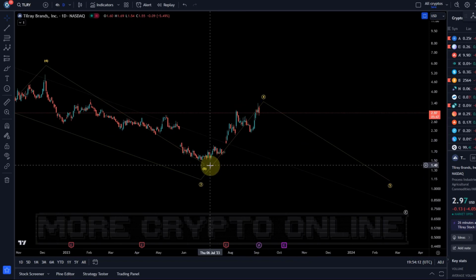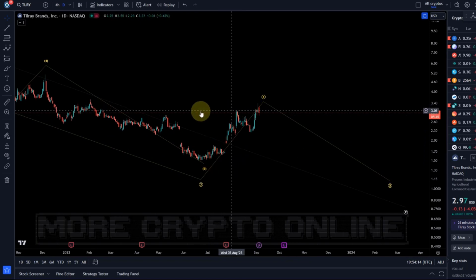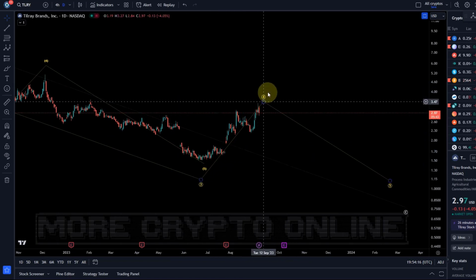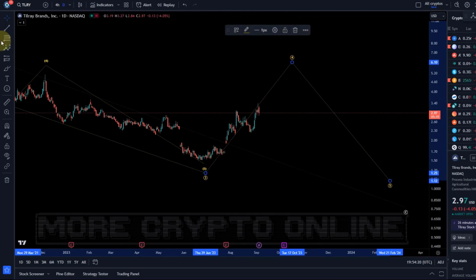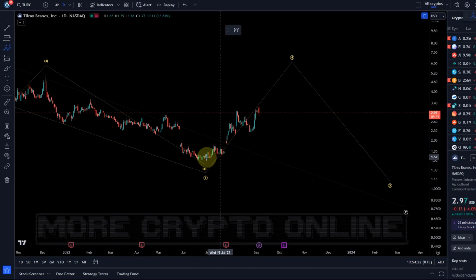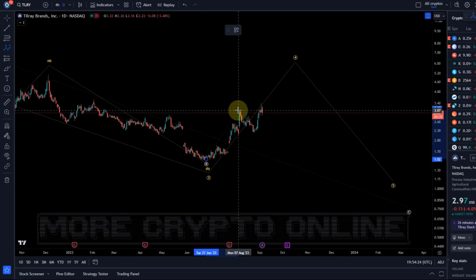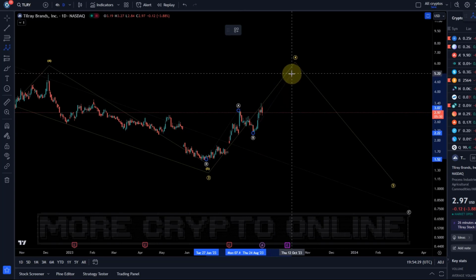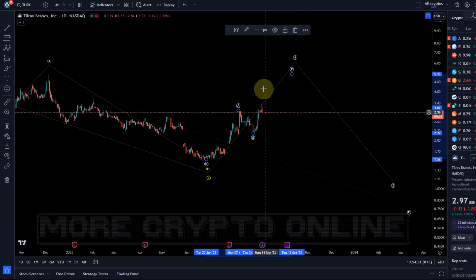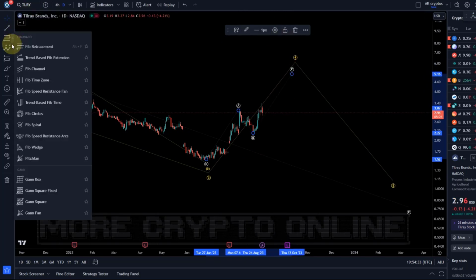At the moment, we have a 3-wave move to the upside here. And I think this wave 4 can still push a little higher. So my assumption is that this here is an A wave. Price came down in a B wave and is now moving up in a C wave. Now, what is the target for the C wave? That is what is important.